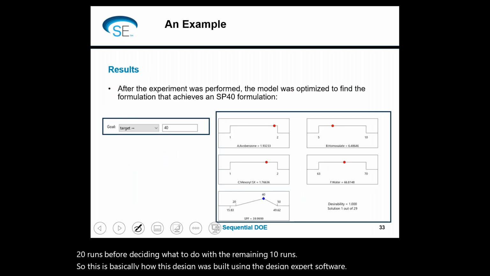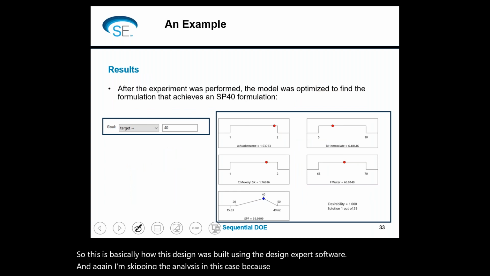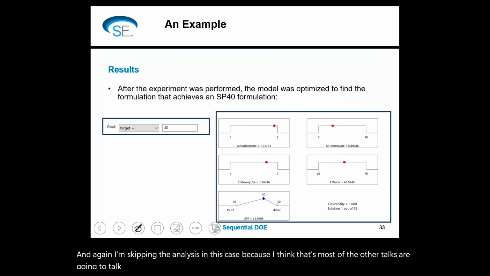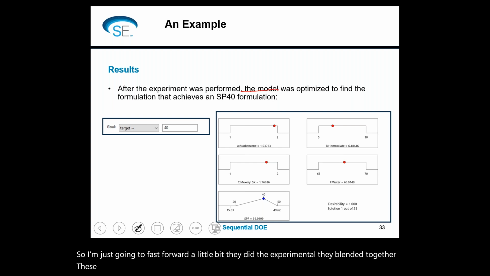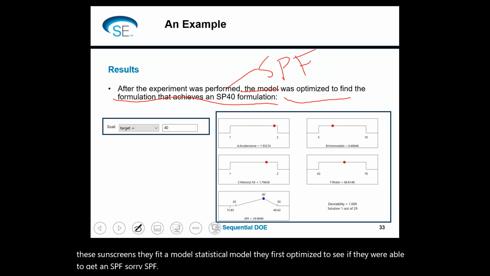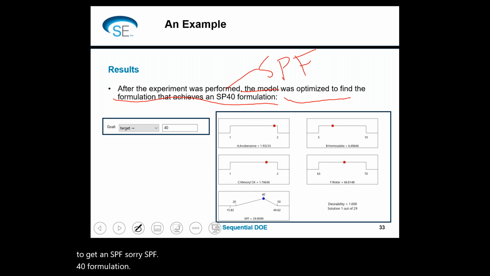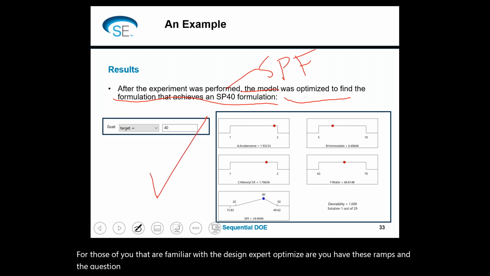And again, I'm skipping the analysis in this case because I think most of the other talks are going to talk about analysis, and it's pretty well covered. So I'm just going to fast forward a little bit. They did the experiment, they blended together these sunscreens. They fit a statistical model, and they first optimized to see if they were able to get an SPF 40 formulation. For those of you that are familiar with the Design Expert optimizer, you have these ramps, and the question and the answer is yes, they were able to get an SPF 40 formulation.